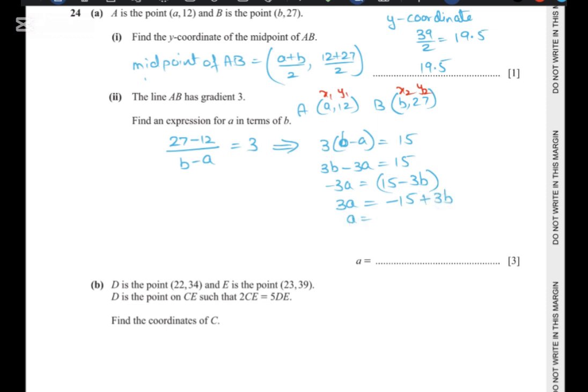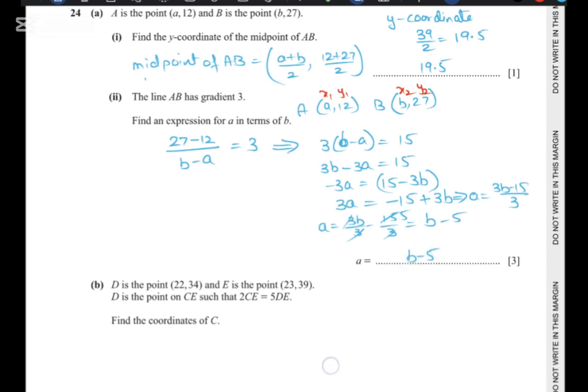a is equal to 3b by 3 minus 15 by 3. I will write one more step here. This can be written as a is equal to (3b minus 15) by 3, because 3 gets divided. If you separate the denominators, a will be 3b by 3, minus 15 by 3. The 3 gets cancelled, you get b, 3 times 5 is 15, so b minus 5. So we get a is equal to b minus 5.